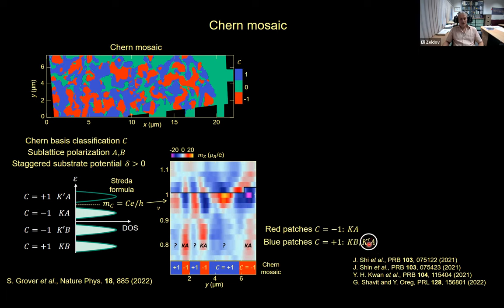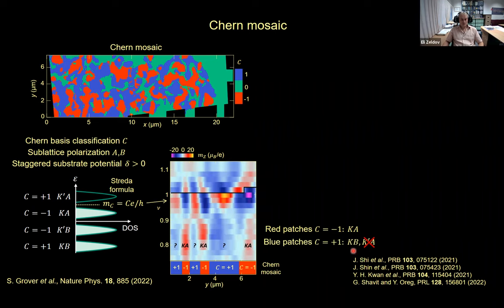This option has two penalties. This blue patch has one penalty of having unfavorable m dot B. And the second is a K, K prime domain wall. So we have two prices to pay, and there is no energy gain because we don't know of any mechanism that favors valley K over K prime or vice versa. So we can rule out this option.